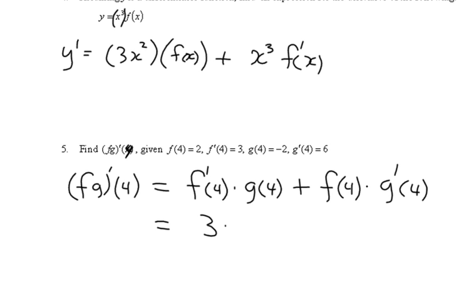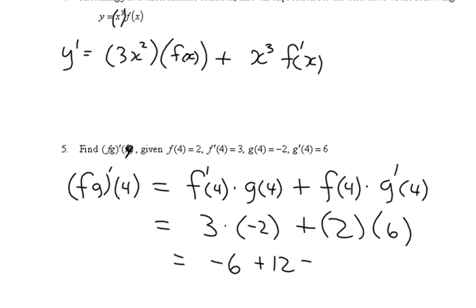3 times negative 2 plus 2 times 6. Negative 6 plus 12 is 6. Yay, that's right.